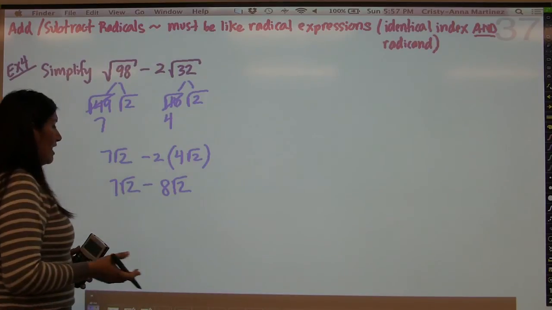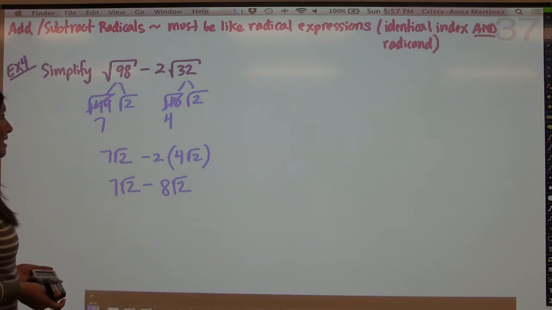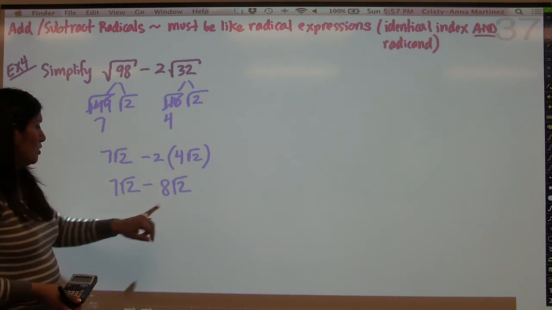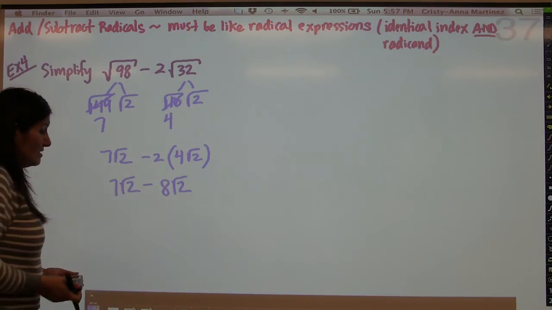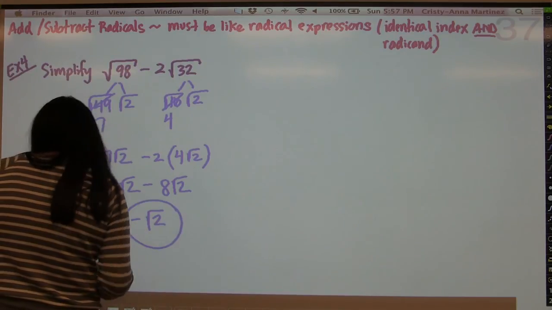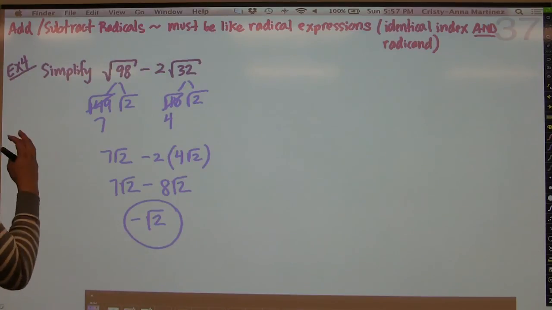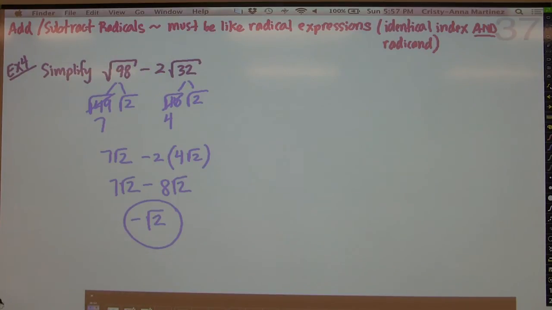And see, now it's actually possible for me to subtract these radicals because they have like radical expressions. They both have root 2. So 7 minus 8 is negative 1. So the answer is negative root 2. So when you're adding and subtracting radicals, it's important for you to first simplify the radical, so reduce it to as much as you can, and then you can determine whether or not you can add or subtract them.